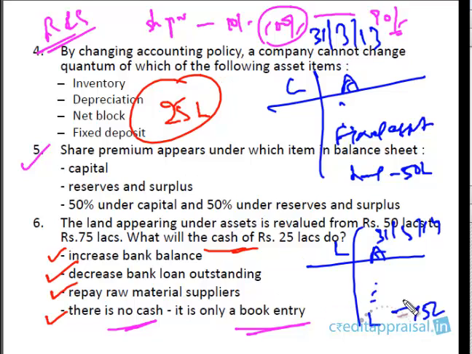But this is different. You're just in the books only valuing 50 lakhs to 75 lakhs. You'll get 75 lakhs only when you sell this land, only at the time of winding up the company when you sell the assets. Till that time, there's no cash here. This is only a book entry. So there is no cash. This question is actually a googly, right? So this is the correct answer: there is no cash. Revaluation reserve is always a book entry.